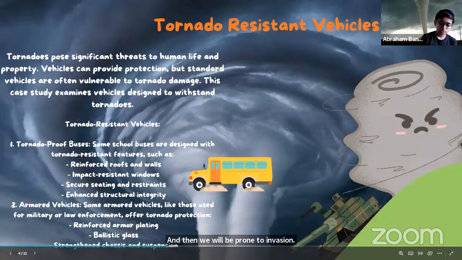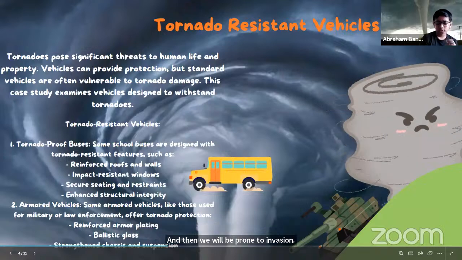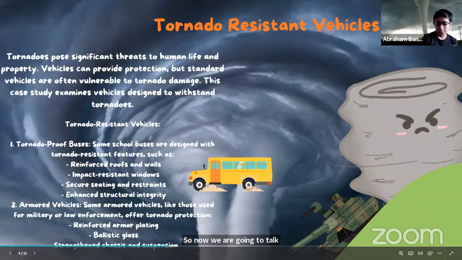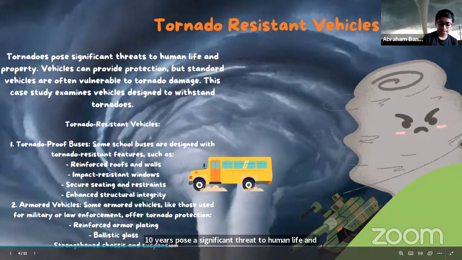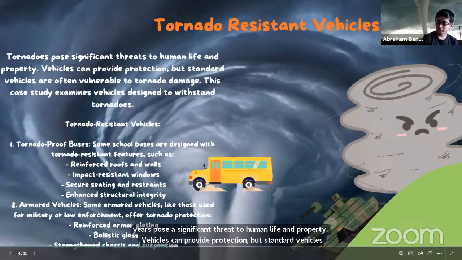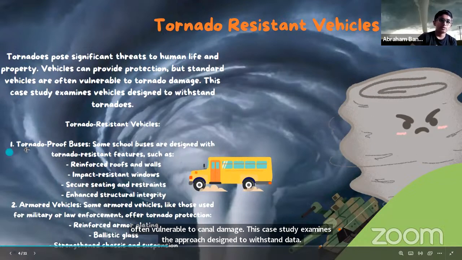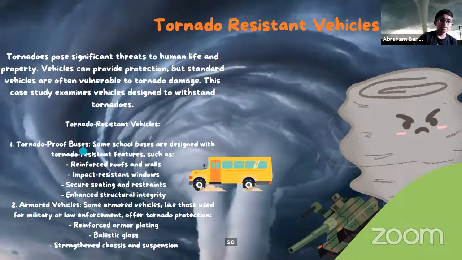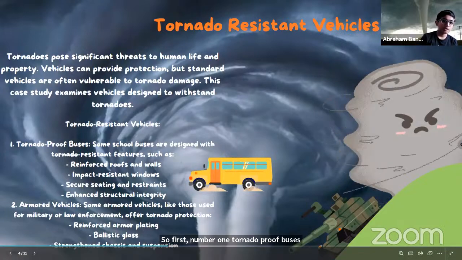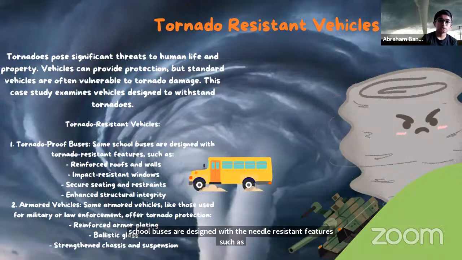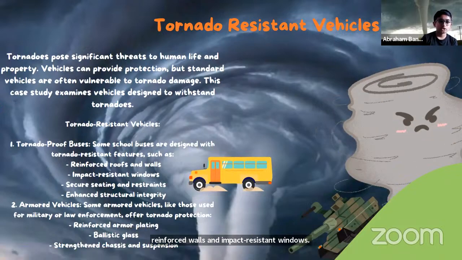Tornadoes pose a significant threat to human life and property. Vehicles can provide protection, but standard vehicles are often vulnerable to tornado damage. This case study examines vehicles designed to withstand tornadoes. First, number one, tornado-proof buses. Some school buses are designed with tornado resistant features such as reinforced walls and impact resistant windows, secure seating, and enhanced structural integrity.